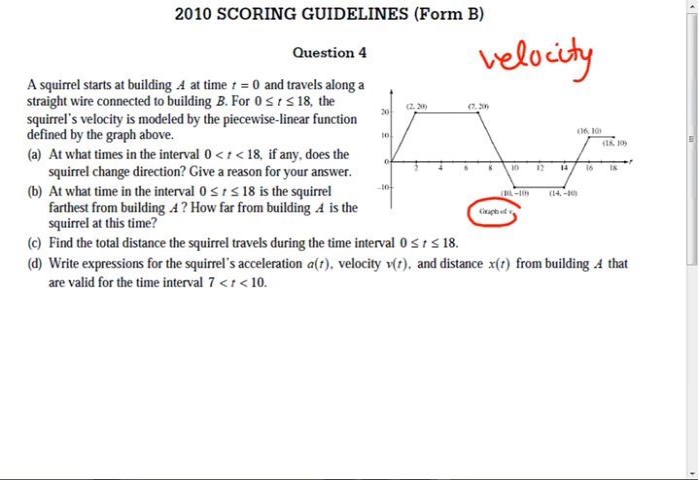And something else you have no practice with, reading every single word. Squirrel starts at building A at t equals 0, travels along a straight wire connected to building B.